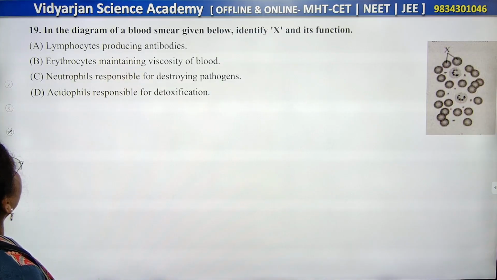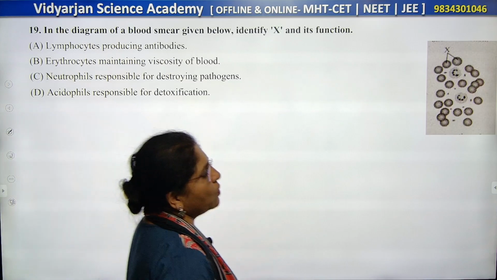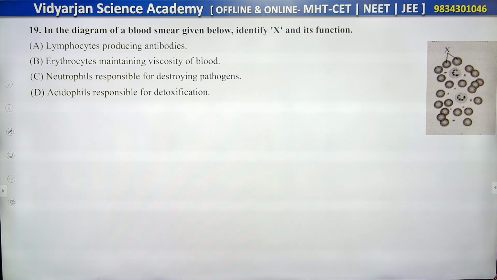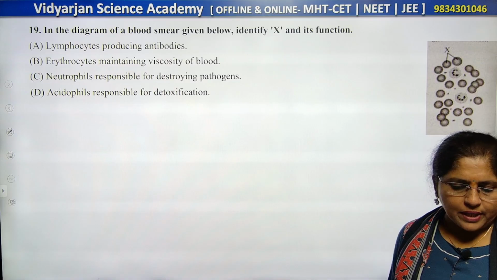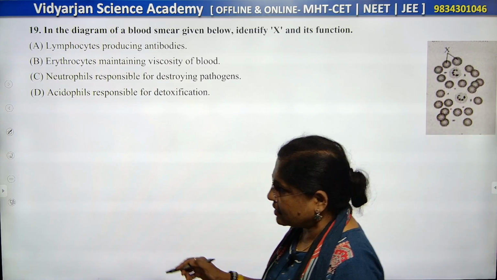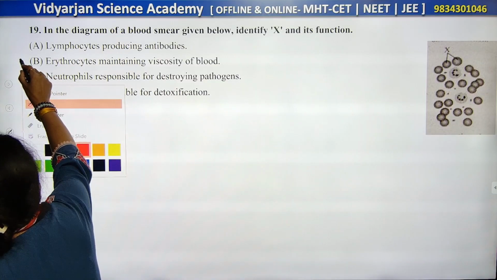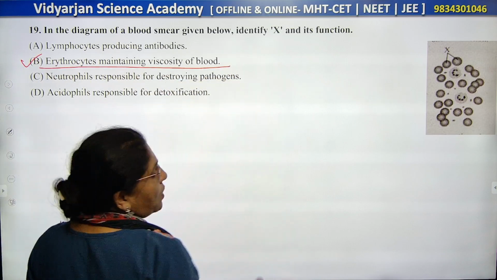Next, in the diagram, blood smear is given below. Identify X. So the diagram is given here in the corner. Check out what are the things given here. Lymphocytes producing antibodies, then erythrocytes maintaining the viscosity of the blood, then neutrophils responsible for destroying the pathogens, and D is given here, that acidophils responsible for the detoxification. So what should be your answer here? Answer here is that X are the erythrocytes which will maintain the viscosity of the blood.